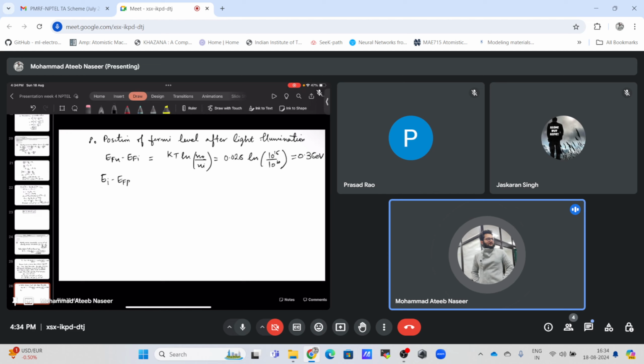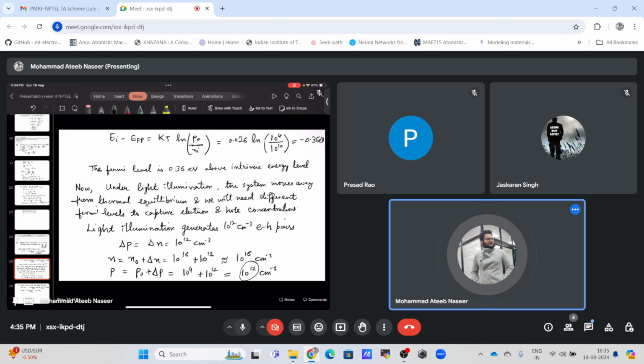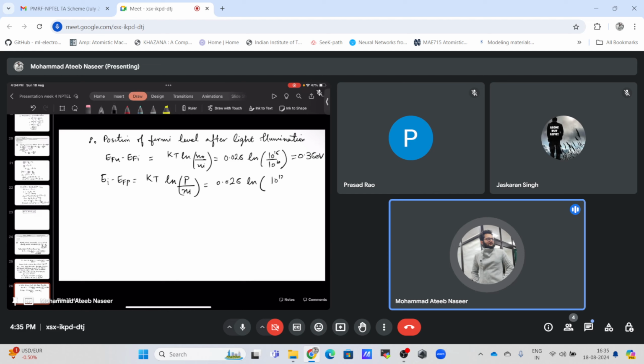Now the quasi-Fermi level in the case of holes, with respect to the intrinsic Fermi level, has changed drastically because the hole concentration now is p, not p naught. p naught was the equilibrium hole concentration. So 0.026 is the thermal energy, ln of p by ni, which is 10 to the power of 12 divided by 10 to the power of 10. So it is 0.026 ln of 10 to the power of 2, and it comes out to be equal to 0.12 electron volts.